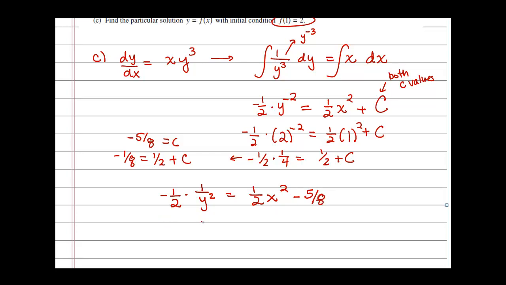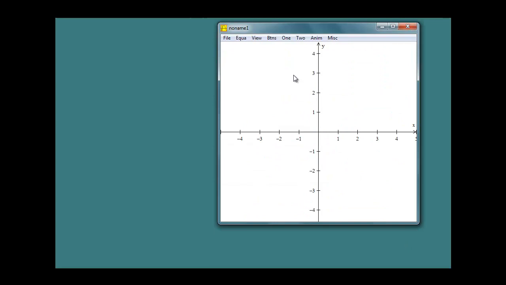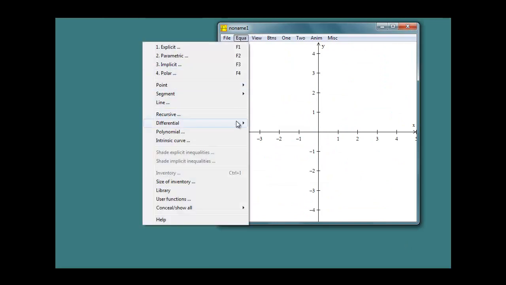Let me multiply everything by negative 1/2. So, sorry, divide both sides by negative 1/2. In other words, multiply both sides by negative 2. And that would give me 1 over y squared equals negative x squared plus 5/4. So therefore, y squared is equal to 1 over negative x squared plus 5/4. So y is going to be equal to plus or minus the square root of 1 over negative x squared plus 5/4. However, because we're going through the data point (1, 2), we only need the positive square root of that.